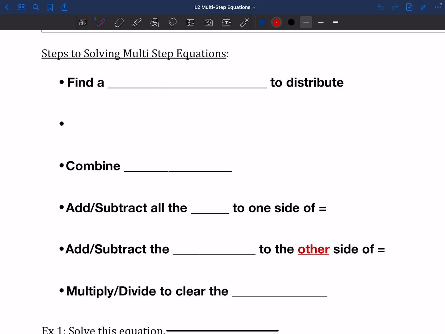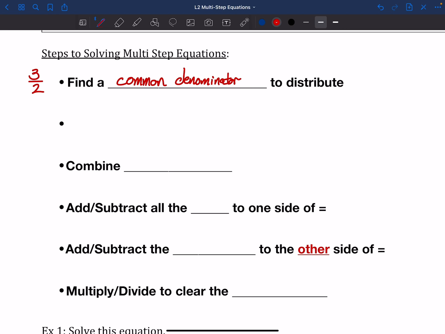So this first one, right, we are going to be looking for a common denominator to distribute, right? The only time that you're going to need to find a common denominator to distribute is when you have a fraction in there, right? Say that we had something like 3/2 somewhere in the problem, right? If you don't have any fractions, you don't need to worry about this step, right? That's just to clear out the fractions, right?